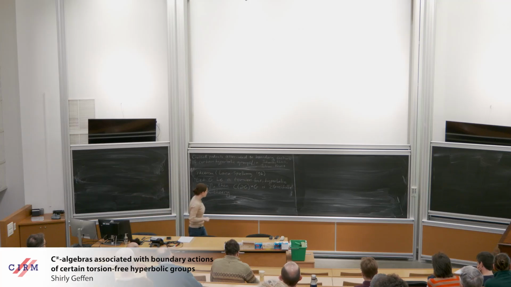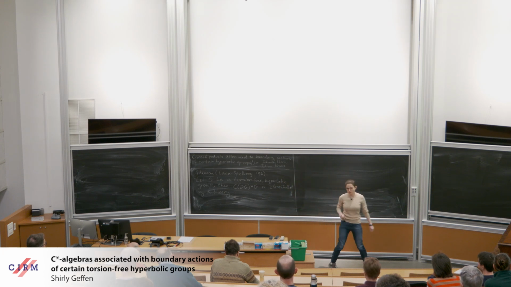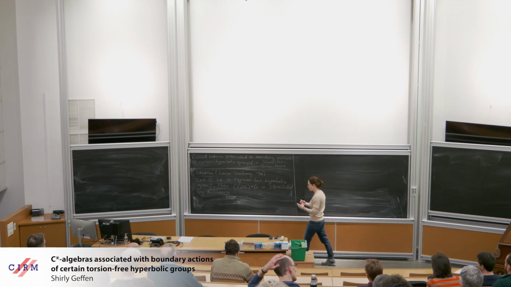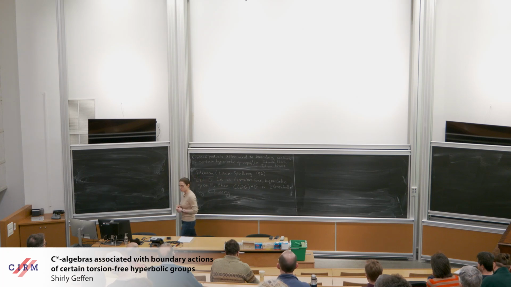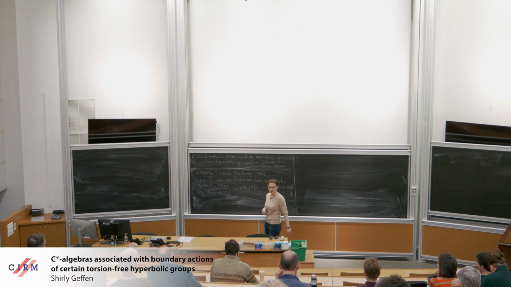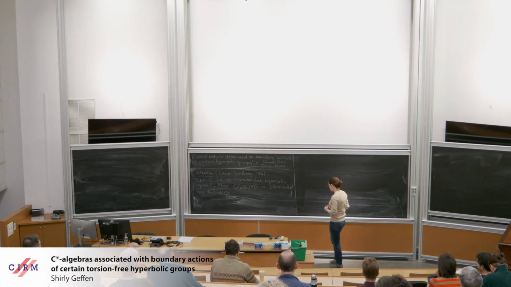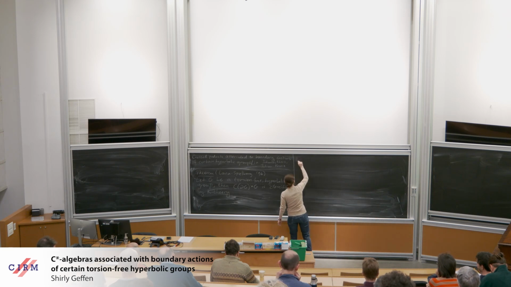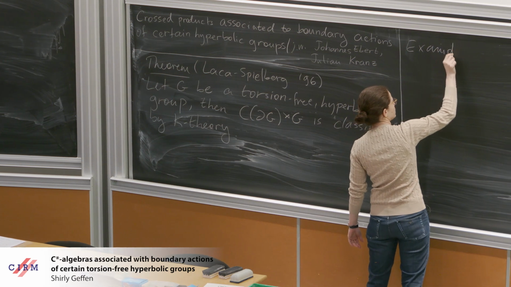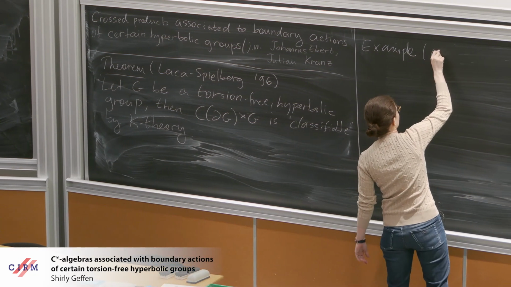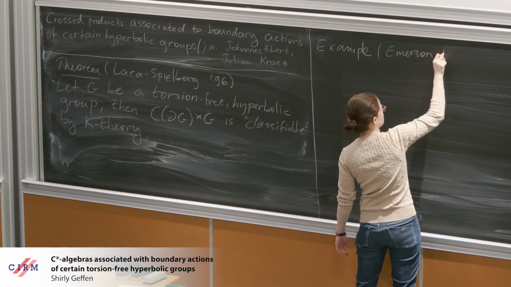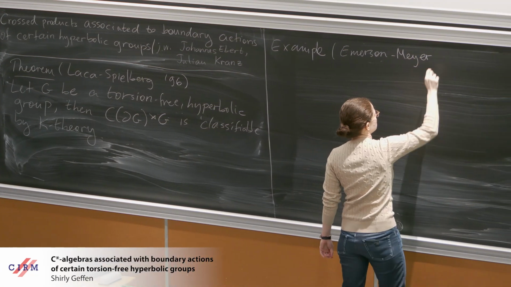All right. So this actually comes from the fact that it belongs to a class of C-star algebras which we know are classifiable by K-theory, namely purely infinite C-star algebras. But that's the result that motivated us to try and see whether we can compute the K-theory in some examples. And after we started working on that, it turned out that some results are already known. So one such example is the work of Emerson and Meyer in 2004.